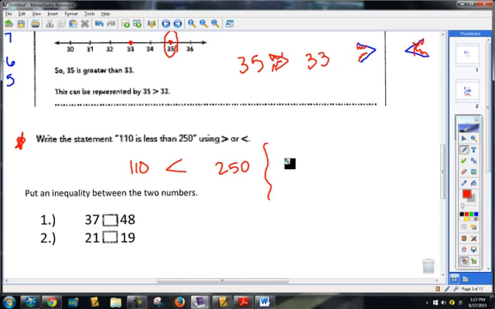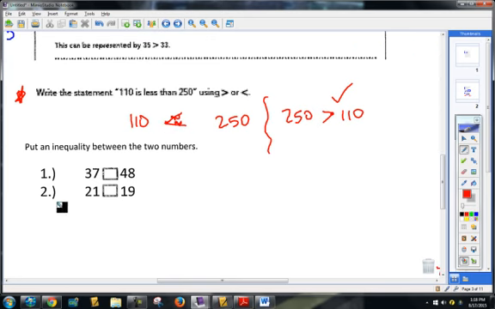Just so you're aware, though, could I also write it like this? I hope you're all saying yes. Because either way you write it, saying 110 is less than 250 is the same thing as saying 250 is greater than 110. It's still trying to eat the 250. The little skinny end is still facing the 110.